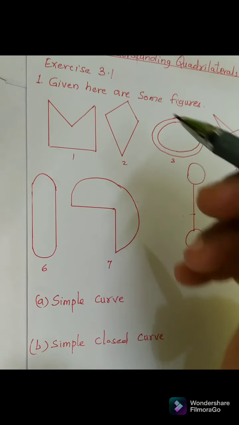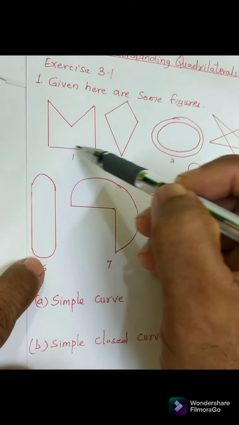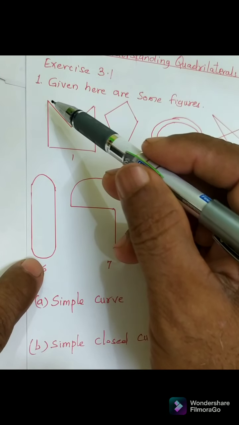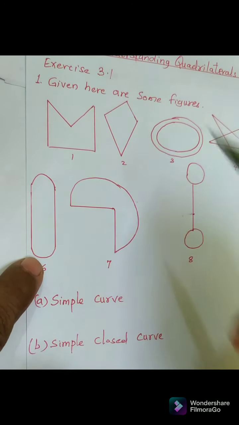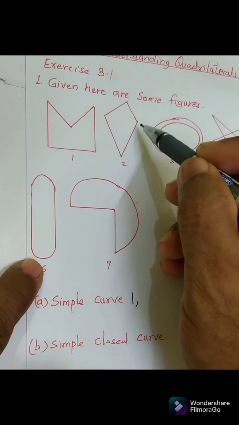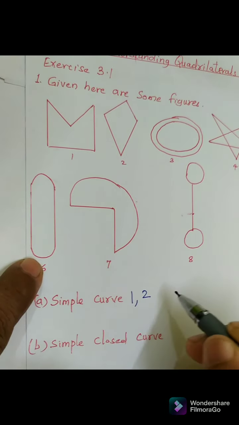Simple curve meaning what? It is starting from one point. Without lifting the pen or pencil, you take it and get it to the starting point. So this is a simple curve. We will write down like this. 1. Again this you can see, start from anywhere, you will get a simple curve.